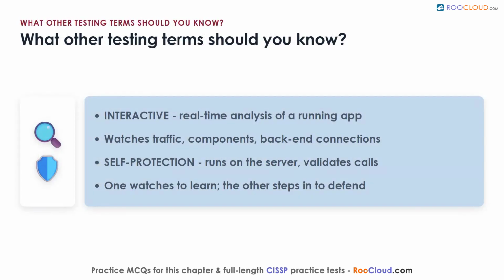What other testing terms should you recognize? 2 round out the picture. Interactive testing analyzes an application's behavior in real time as it runs, watching its traffic, its components, and its back-end connections all at once. Self-protection is different. It runs right on the server, intercepting the calls flowing into and out of the application and validating those requests as they happen. One watches to learn, the other steps in to defend. Together they blur the line between testing and live protection.